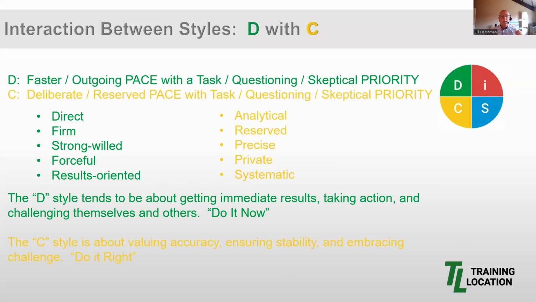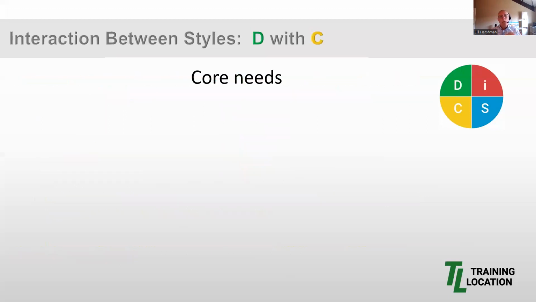The C style is about valuing accuracy, ensuring stability, and embracing challenge. Their motto, do it right. What might help us understand the previous descriptors is to kind of back up a step and understand what drives these two styles respectively. Wiley research indicates the following core themes of these styles.